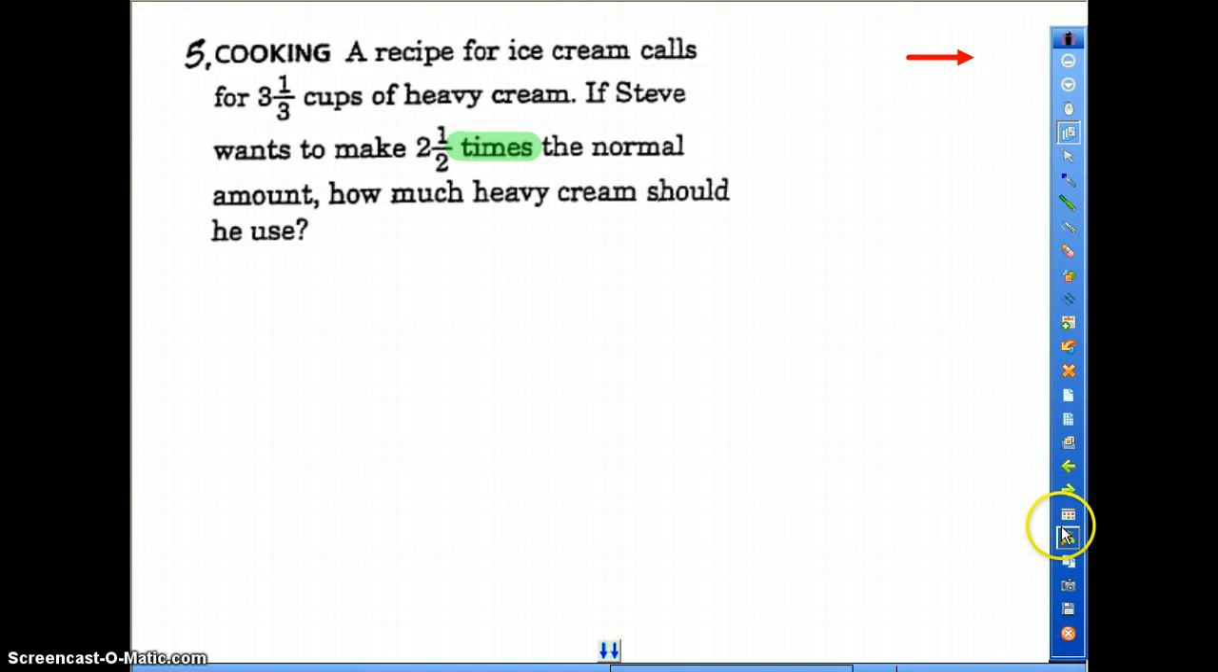All right, here's 4 extra, much easier questions. It's just practicing your computation skills with fractions, and all of these answers need to be in fraction form. It says a recipe for ice cream calls for 3 1/3 cups of heavy cream. If Steve wants to make 2.5 times, there's a clue word, the normal amount, how much heavy cream should he use? What are we doing here? Adding, subtracting, multiplying, or dividing? Yeah, right there's your clue.